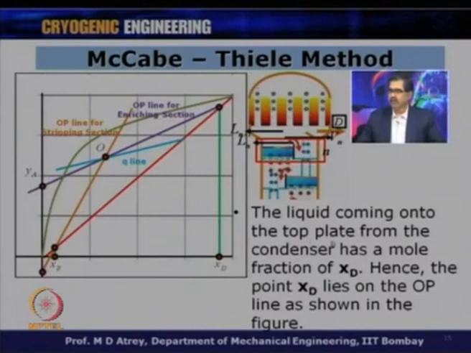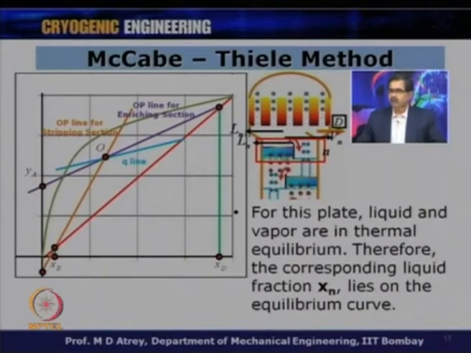The liquid coming onto the top plate from the condenser has a mole fraction of Xd. Hence, point Xd lies on the operating line as shown in the figure. So, the operating line will also have a point Xd, which is what we have proven for the topmost plate. This plate receives the liquid as Ln plus 1, for which lies the point Xd. Now, let us come to this plate. Let us call this the nth plate, which is the topmost plate. As a result of whatever comes from the top, it has its own vapor and liquid which are going to leave this plate.